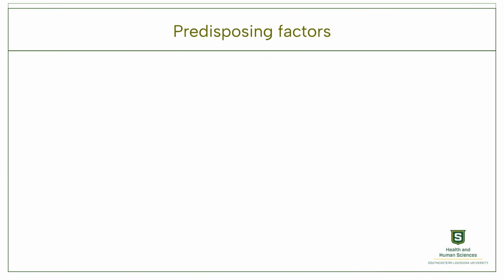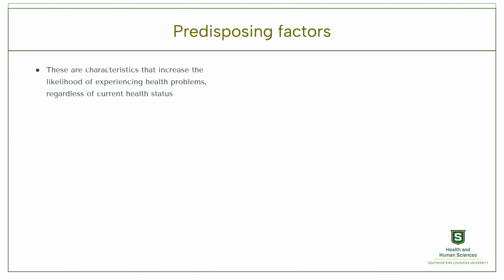So starting with the predisposing factors, to understand what they are, they are those characteristics that increase a person's likelihood of experiencing health problems, whether or not you have them at the start of looking at it, or whether you are at a potential risk of having them in the future. So we are not just looking at whether this person has these health problems. We are also looking at whether this person is at risk of having these health problems. What are all of those predisposing factors that could increase a person's risk of having those health problems?